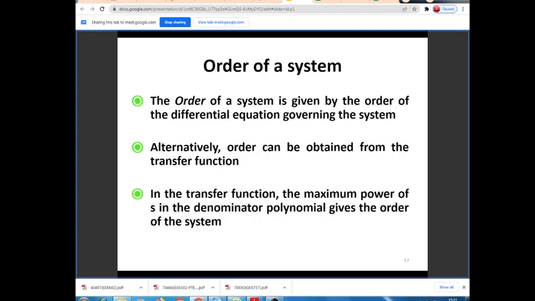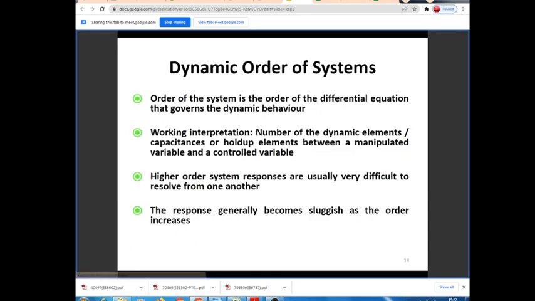So what is the order of the system? The order of a system is given by the order of the differential equation governing the system. Alternatively, it can be obtained from the transfer function, where the maximum power of s in the denominator polynomial gives the order of the system.